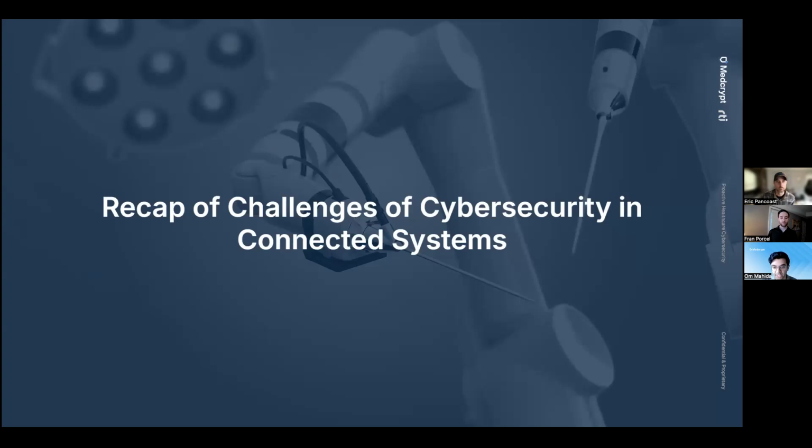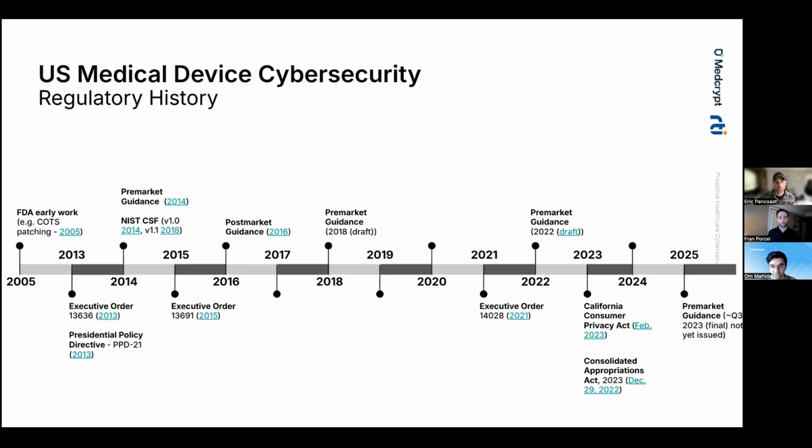So, doing a recap of challenges in cybersecurity for connected systems. Kind of the basis for a lot of this, outside of just the technology aspect, is that the regulatory landscape has been changing. In the past 2 decades, we've seen the FDA and other regulatory agencies start adding new guidances related to cybersecurity. And in the past couple of years, we've really seen a push through both pre-market and post-market guidances, as well as some new acts that gave regulatory agencies like the FDA more power to enforce these cybersecurity regulations.